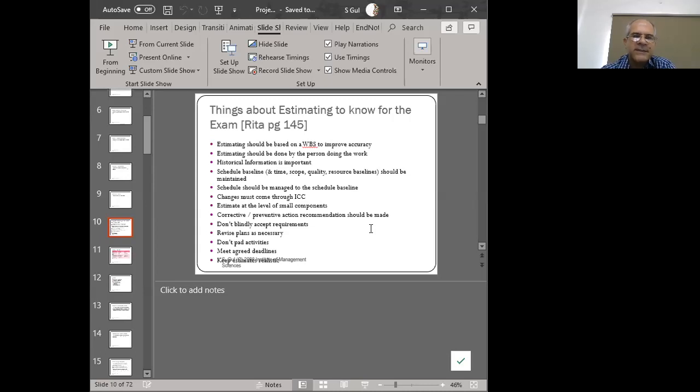Number two, the estimates should be done by the person doing the work, right? So when we're trying to estimate the duration of a particular activity, we shouldn't be coming up with a number by ourselves.